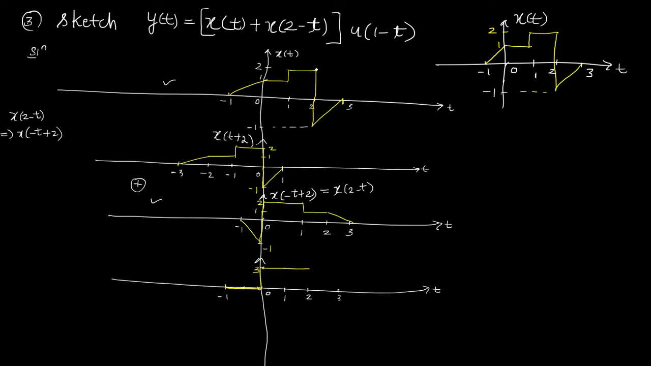Because there is a sudden drop from plus 2 to minus 1. In such case you have to take before 2 and after 2. Before 2 it is plus 2. Here before 2 it is 1. So adding, you are going to get 3.